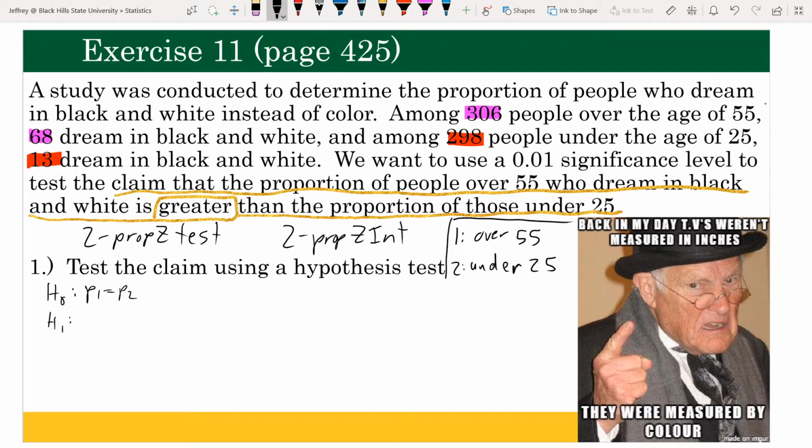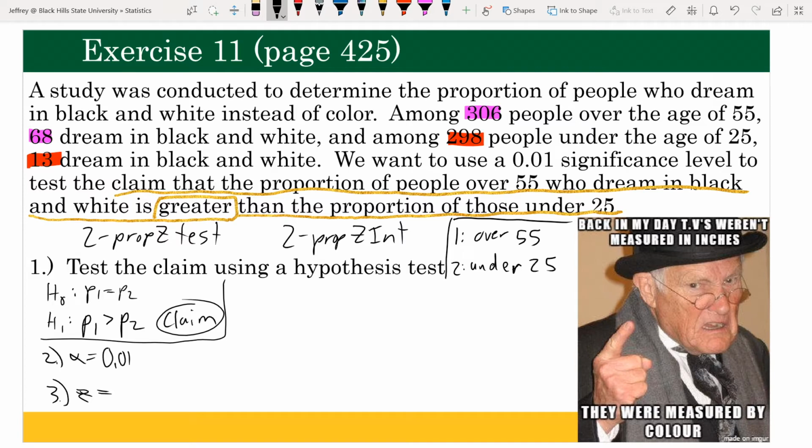The claim is saying that the proportion of people over 55 who dream in black and white is greater than the proportion of those under 25. So since P1 represents the proportion of those over 55, it is greater than those that are under 25. So P1 is greater than P2. Next step is to write the significance level, which in this case is 0.01.